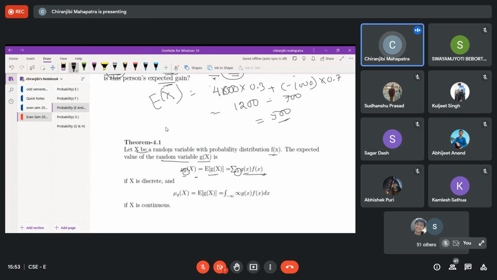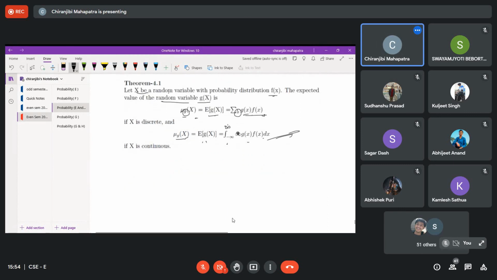Okay, and if it is discrete, then mu g of x equals the expectation of g of x, the summation. I wrote it wrong here, so if it is continuous, it is the integral from minus infinity to plus infinity of g of x into f of x dx. So for discrete it is summation, and if it is integration, then that is for the continuous.